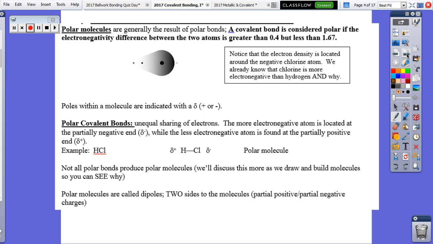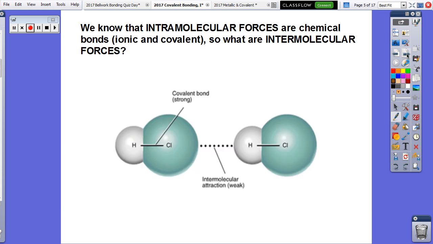This section goes into a little more detail about how you know a polar bond versus a polar molecule. Again, we'll go into the details of that in a separate activity at the end of these notes. But this just talks about the difference between a polar molecule and a polar bond. Polar bonds have unequal sharing of electrons because you have an atom that's more electronegative than the other one.